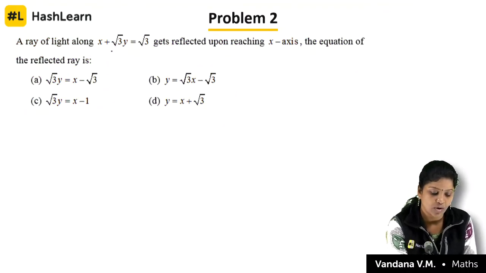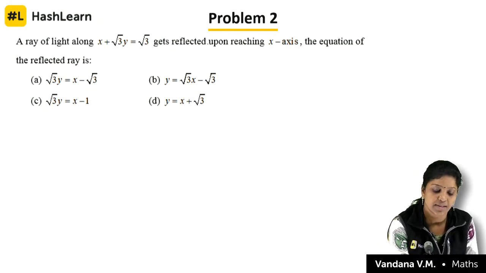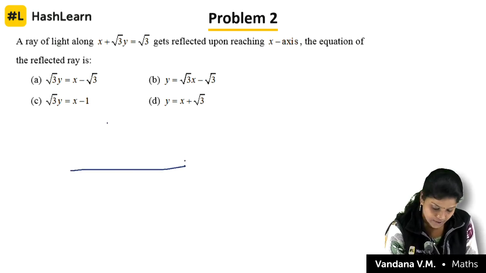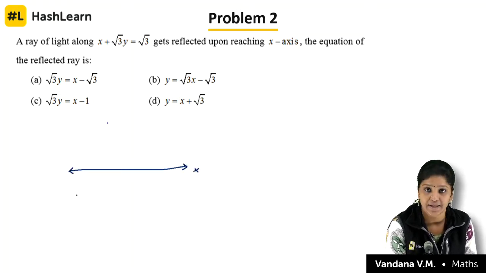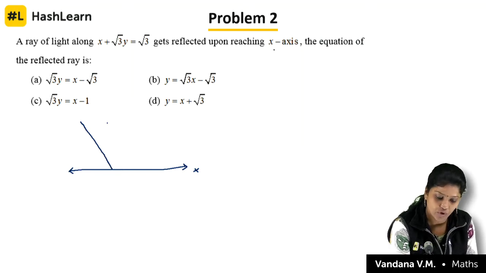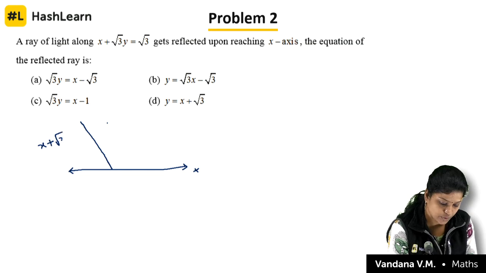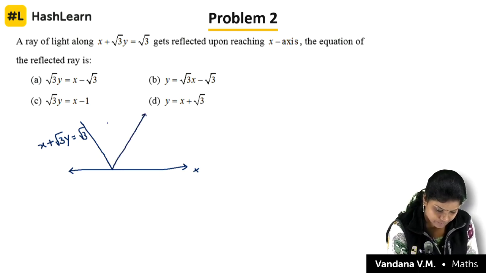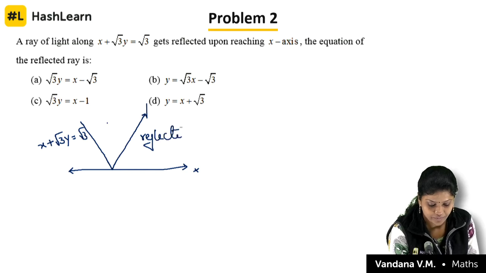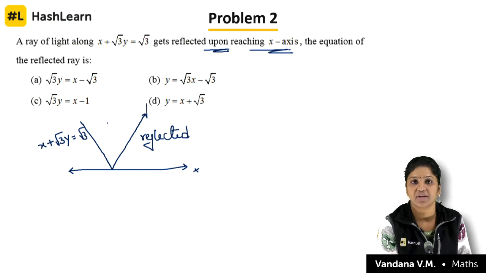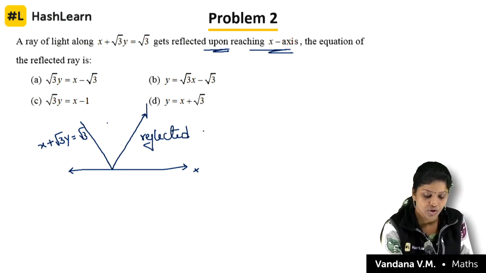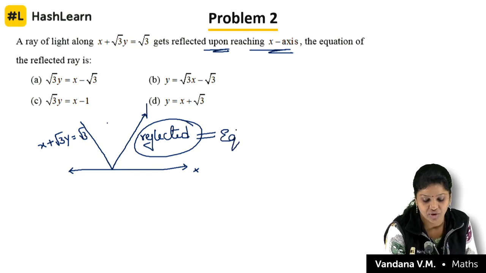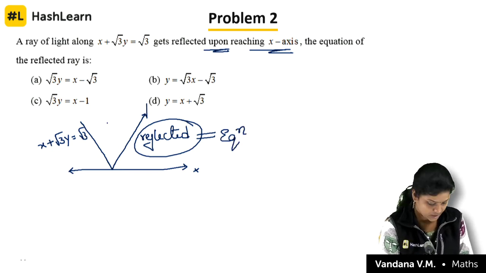A ray of light along x plus root 3y is equal to root 3 gets reflected upon reaching the x axis. What are they telling? See, this is your x axis. There is a ray. What ray is it? The equation is x plus root 3y is equal to root 3. It is getting reflected. This is the reflected ray. After reaching the x-axis, it is getting reflected. Now I would like to find out the equation of the reflected straight line. Clear, children?